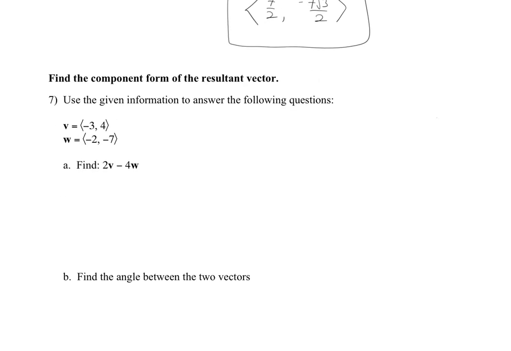Question 7. 2v is equal to the components of v multiplied by 2, so it's -6, and 8. For w, it's all the components of w multiplied by 4.